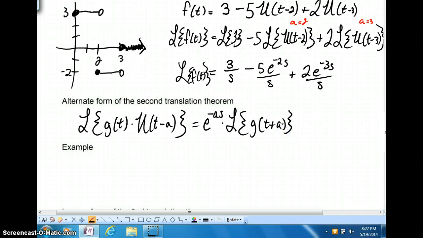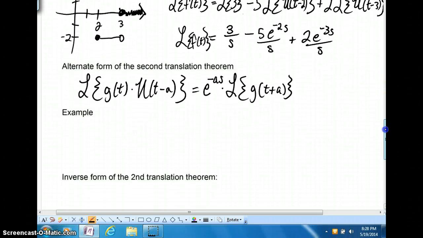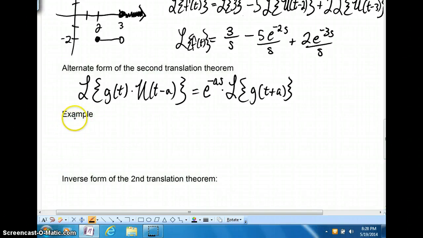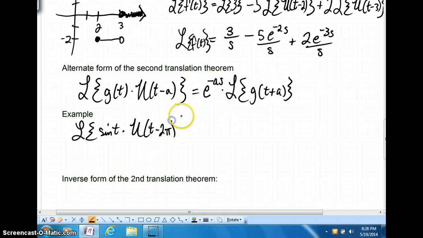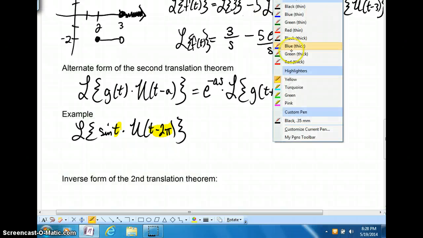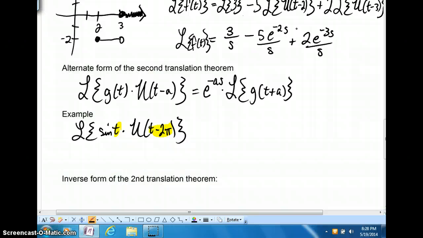Surprisingly, it's going to be e to the opposite as. But now look, we'll be performing our Laplace transform of g of t plus a. And just as a little example as to how that might play out, let's just say that you were given a Laplace transform of a sine of t multiplied to the unit step function of t minus 2 pi. Now notice the very big difference in this problem and what we had begun with earlier in the notes. Now we have the sine of t instead of the sine of a t minus a.